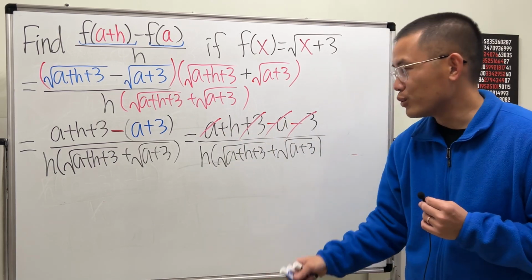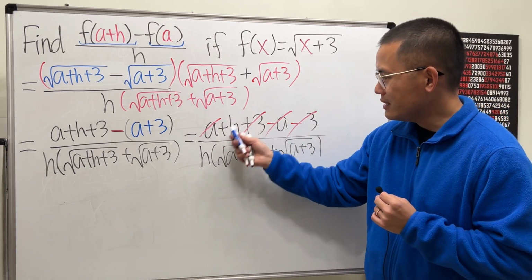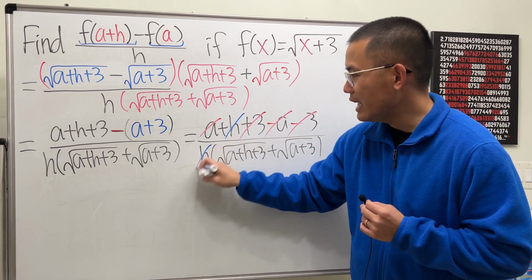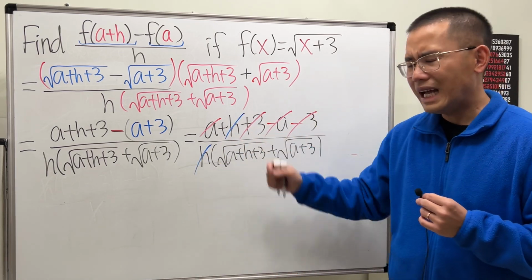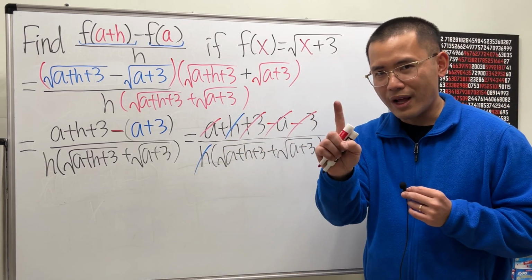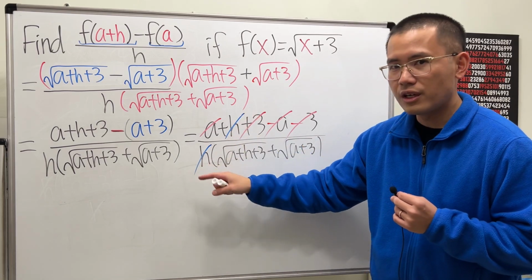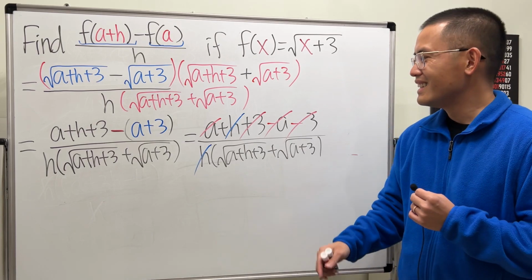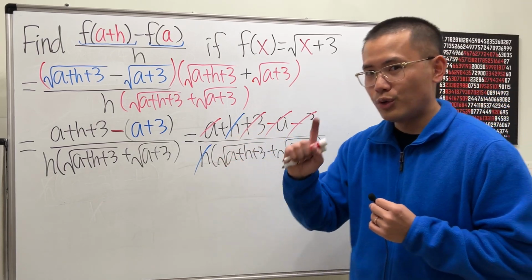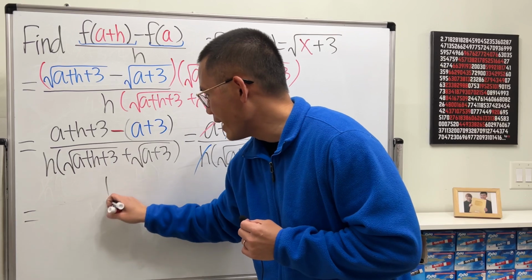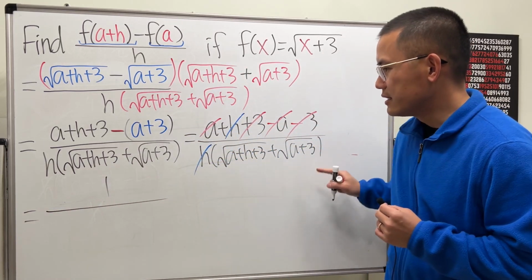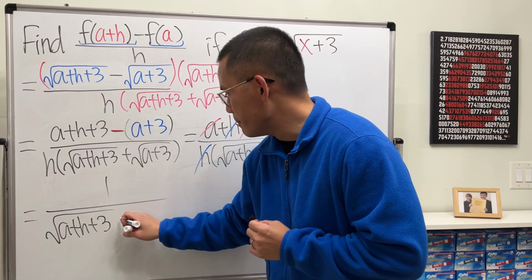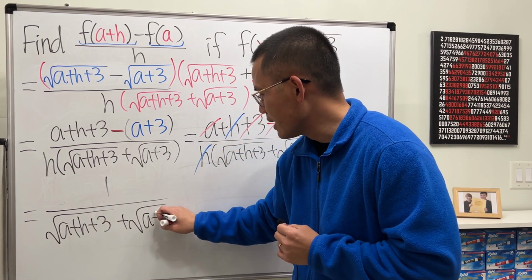Right here, to save one step, if you look at this and that, because it's h times this quantity, yes, you can cancel this and that. So what do we have on the top though? 1. Because remember the final is a reduction. It's like 2 over 6. Reduce it to 1 over 3, right? So when you cancel the h and h, you have a 1. 1 over just this now. So square root of a plus h plus 3 plus square root of a plus 3.